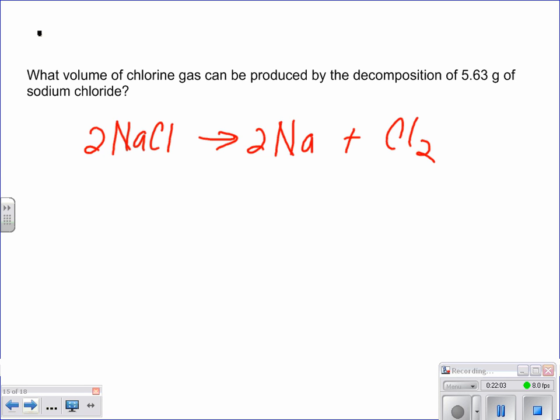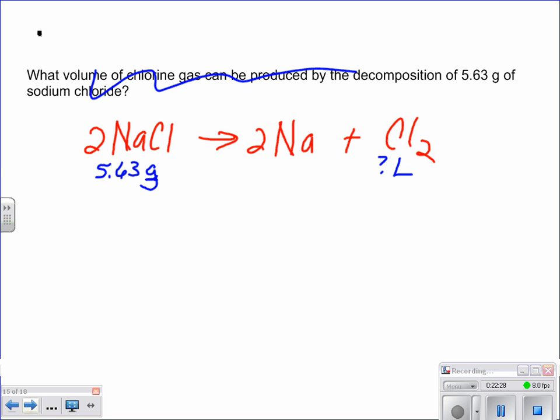So our problem says what volume of chlorine gas. I know when it asks for volume, that means liters. And it's produced by the decomposition. I'm starting with 5.63 grams of sodium chloride. Everything I need is right there. I don't care about any of this stuff anymore because everything I need is right in front of me.